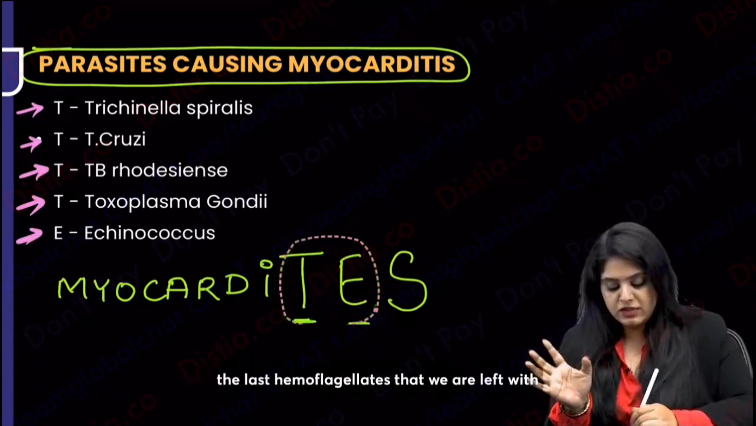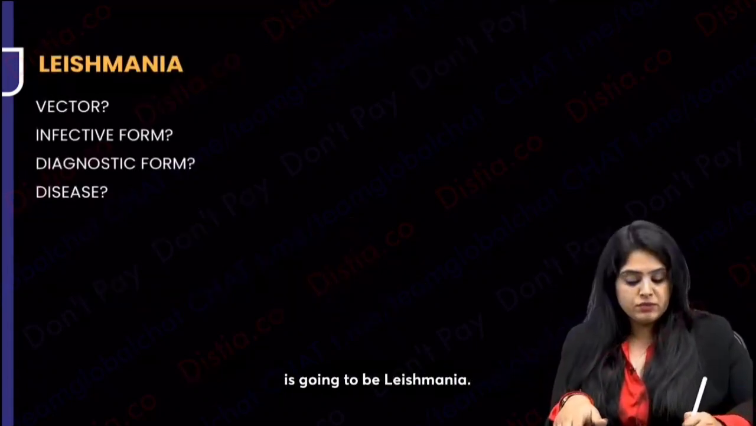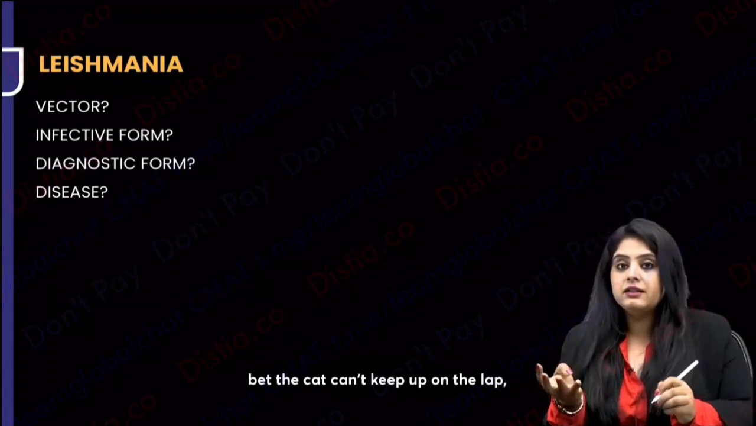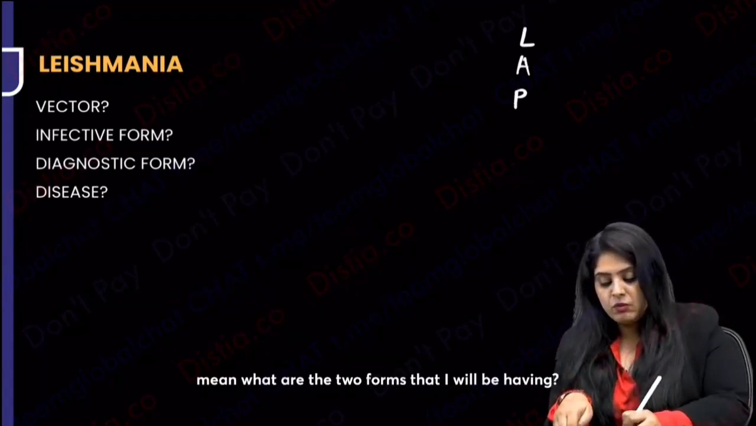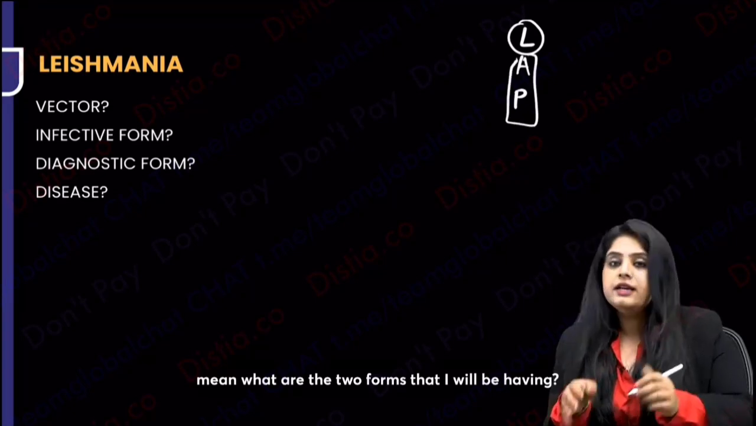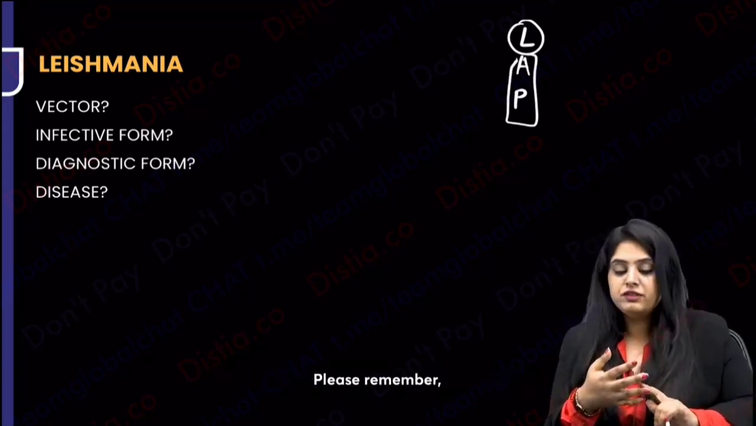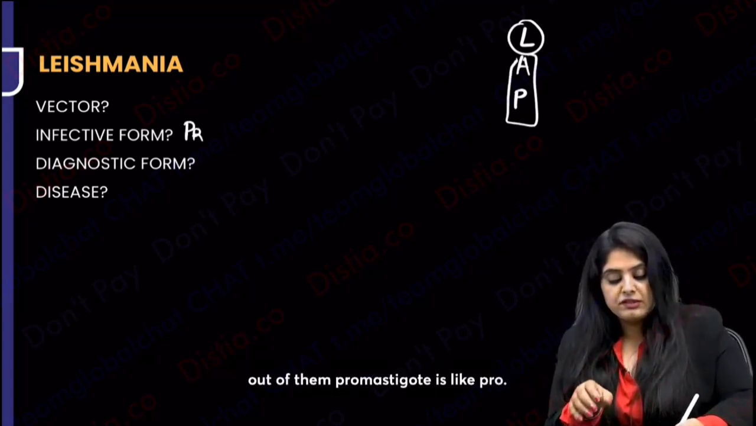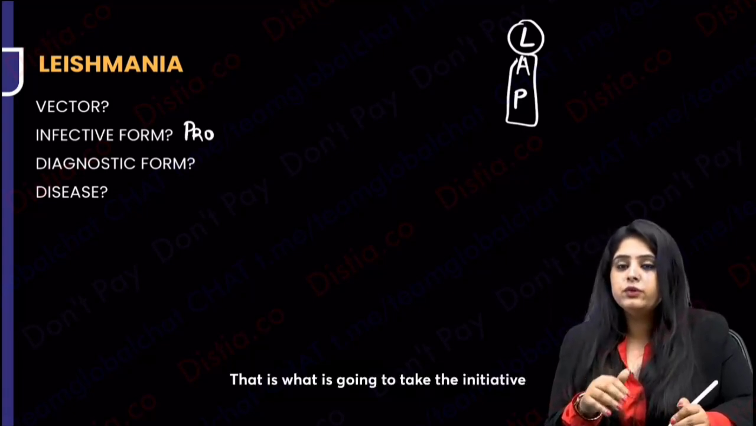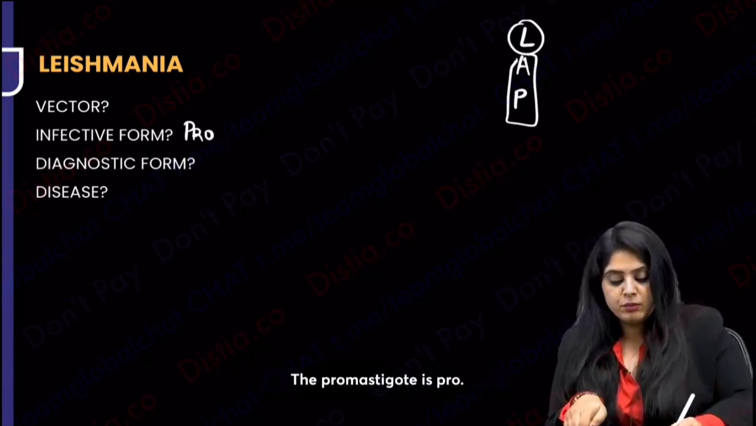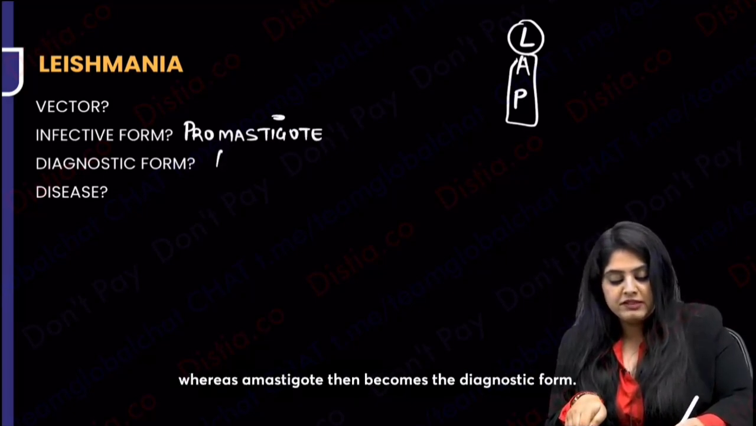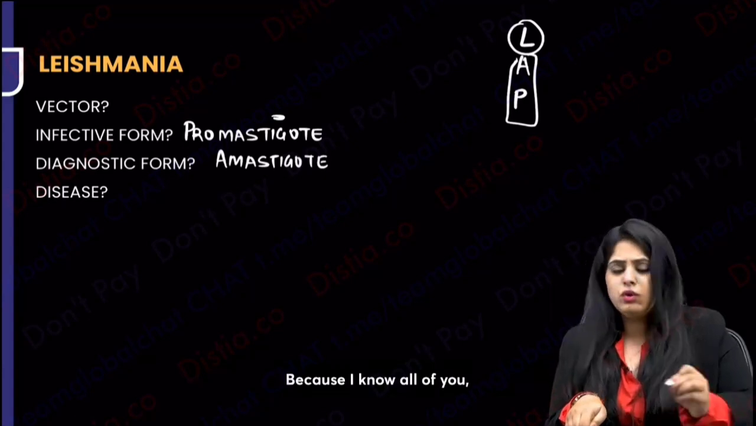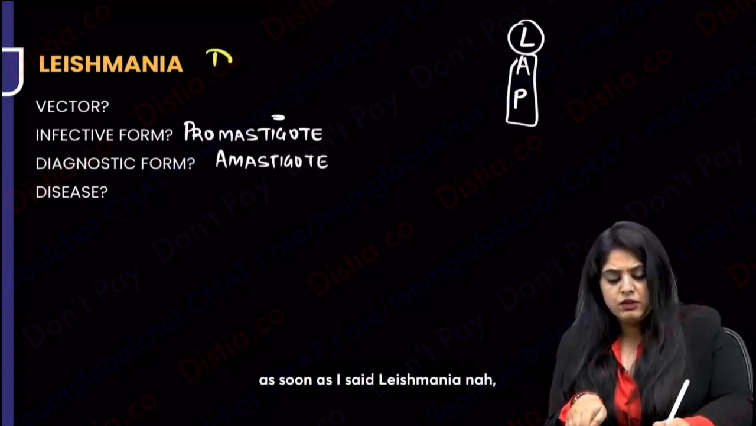The last hemoflagellate that we are left with is going to be Leishmania. First tell me, bet the cat can't keep up on the lap. So lap means Leishmania. What are the two forms that I will be having? Amastigote, promastigote. Please remember, out of them, promastigote is like pro. That is what is going to take the initiative and cause the disease. So promastigote is pro, that is the infective form, whereas amastigote then becomes the diagnostic form.